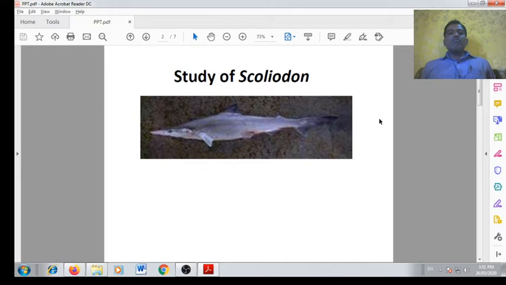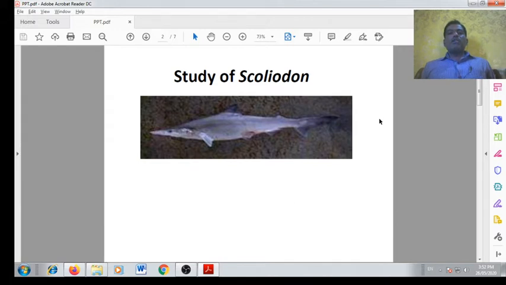In case of male Scoliodon, the inner border of each pelvic fin is modified into a rod-like structure. That rod-like structure is called claspers, which are the intromittent organs useful in the process of copulation. Then the unpaired fins or median fins are the first dorsal fin and second dorsal fin.